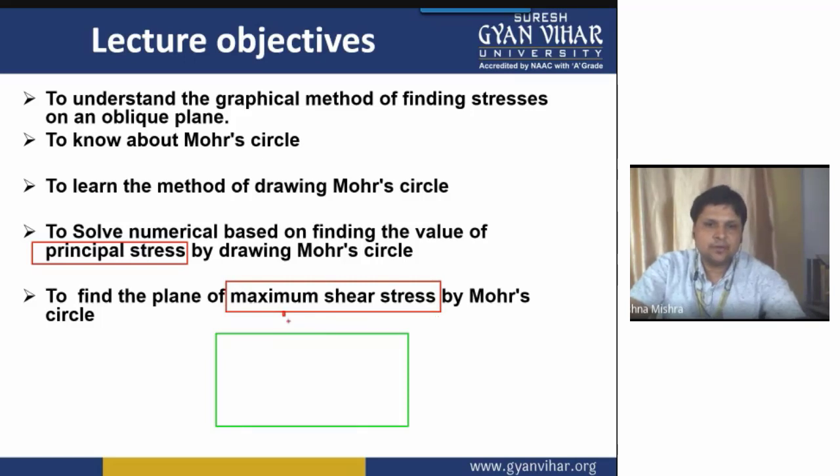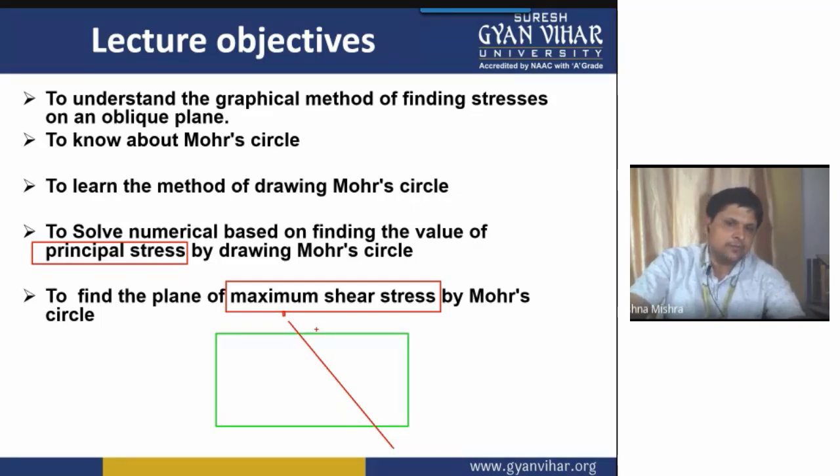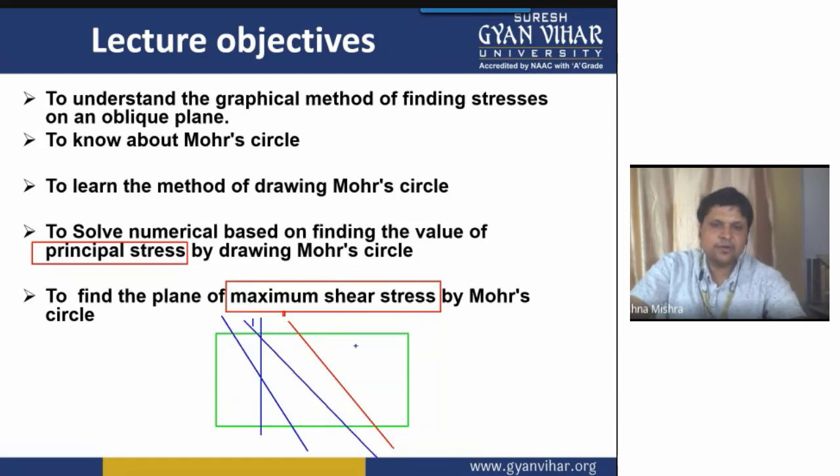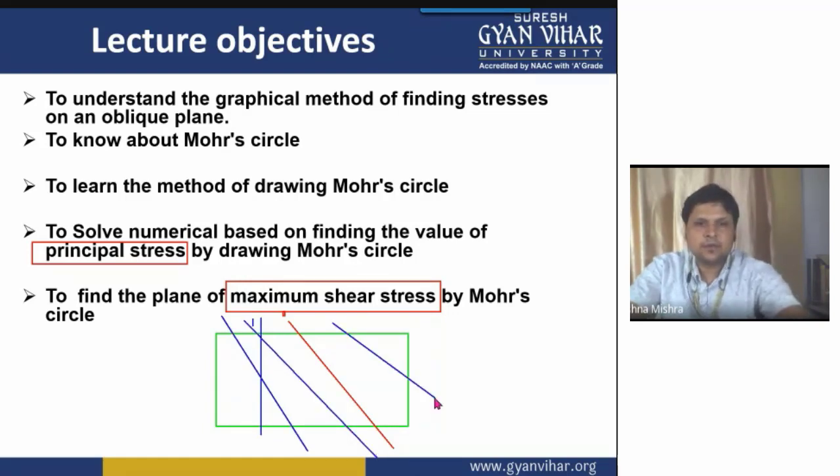Now, since we have calculated the planes where shear stress value is 0, there will also be a plane where the shear stress value is maximum. So we will find the position of that plane, where it lies. Tau value is 0 in the case of principal planes, and at the plane of maximum shear stress, tau value is maximum. Is it here, is it here? What is the position of that plane? We are going to see. So these were the objectives.